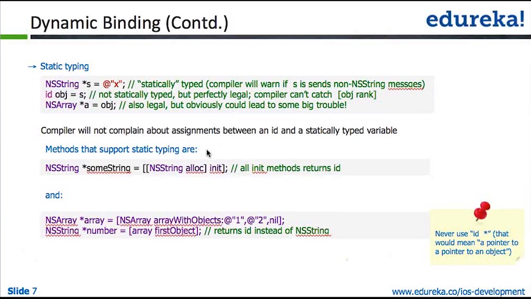And there are other methods that support static typing, of course alloc init, and arrayWithObjects, firstObject. So here you have an array which is filled with numbers 1, 2 and nil, and then this NSString pointer points to the first object, right?